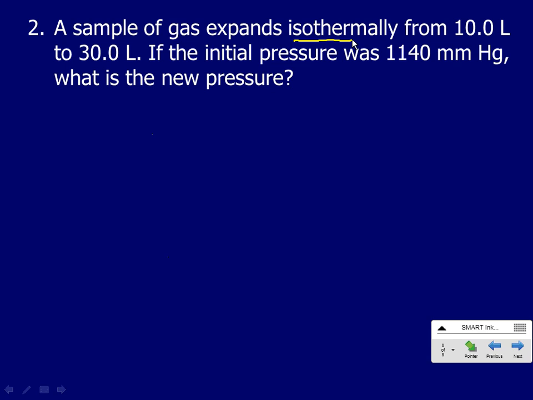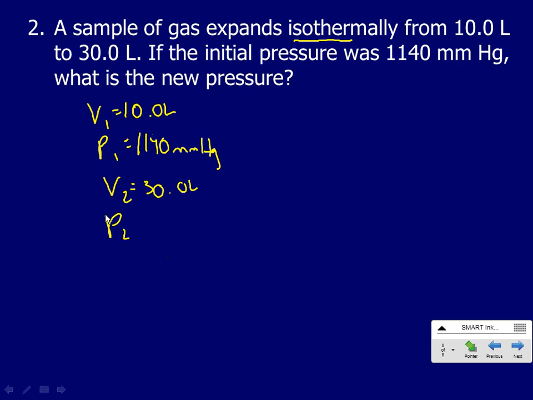Hopefully you're way out ahead of me doing the calculations. I'm going from 10 to 30 liters. V1 is 10 liters, and that goes along with the initial pressure, 1140 millimeters of mercury. V2 is 30 liters, and I want to know what P2 is. Again, I'm going quickly because I'm hoping you're out in front of me here. P1 V1 equals P2 V2.